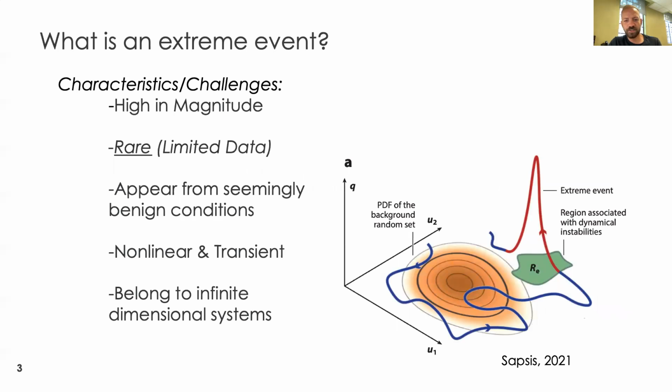So what are some characteristics and the challenges? The first characteristic is that extremes are, well, extreme. They have high magnitude in certain observables. Two, they are rare, and so limited data is a significant challenge for characterizing them. Three, they appear from seemingly benign or unassuming conditions, posing a significant challenge in finding the regions associated with dynamical instabilities. Four, they're nonlinear and transient. And five, they belong to infinite dimensional systems, meaning the parameter space is too large to effectively simulate.